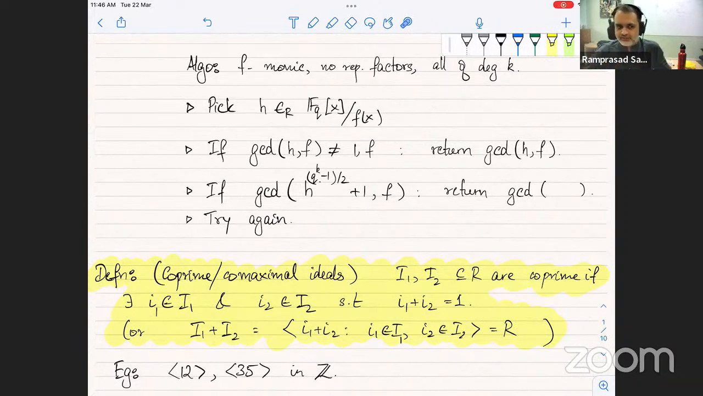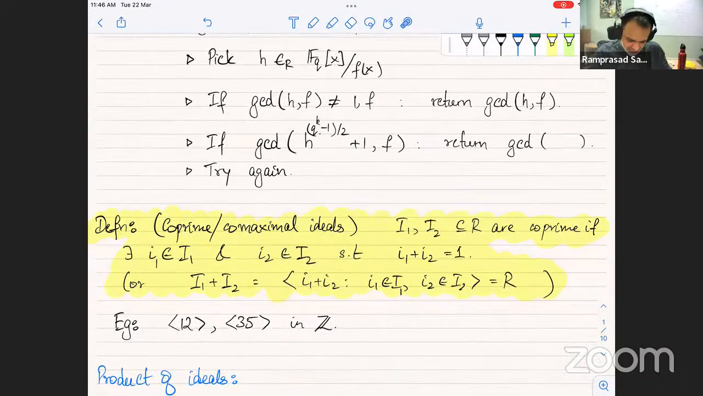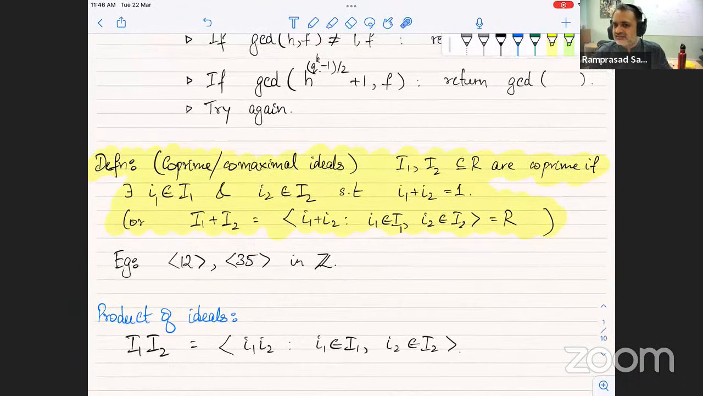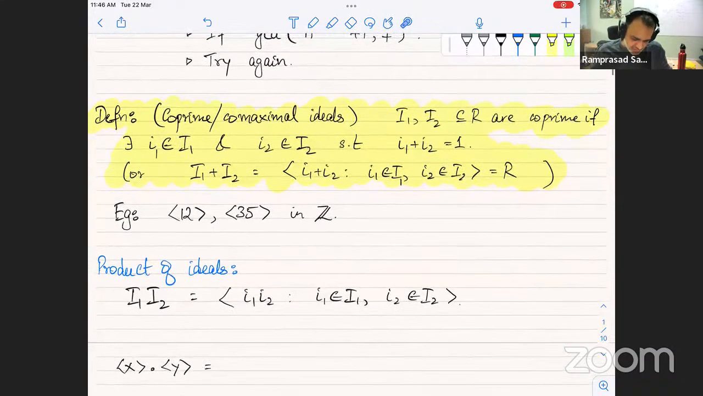Okay, so this is what a co-prime ideal is. And I also would need one other notion, which is what is called a product of ideals. It's the most natural thing you think of. Basically, take all possible products and look at the smallest ideal generated. Okay, so let's take a couple of examples. What will be the product of the ideal generated by X and the ideal generated by Y?